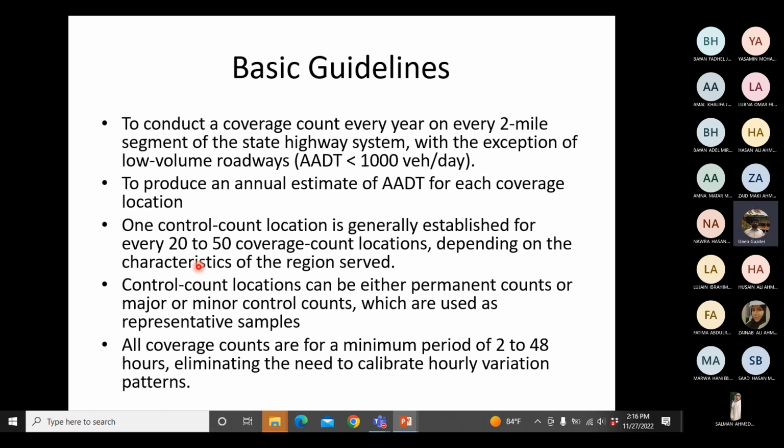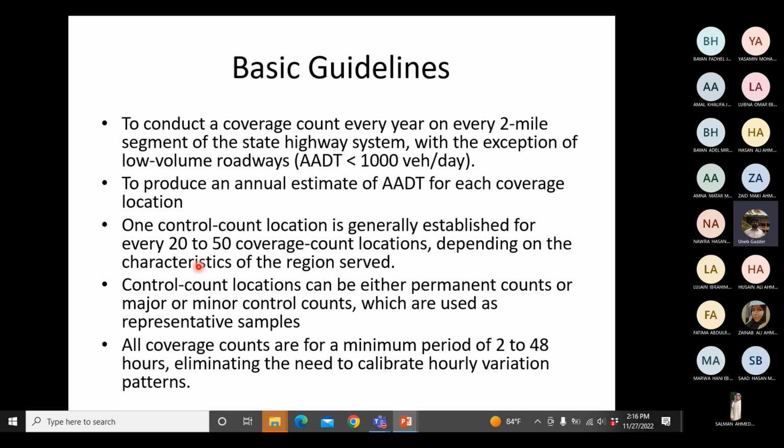So we have given more flexibility in the ratio. So control count to coverage count can go up to 1:50. The ratio can go up to 1:50. Obviously, if it is lower, it is better. But the higher limit is you can go up to 1:50. Okay.